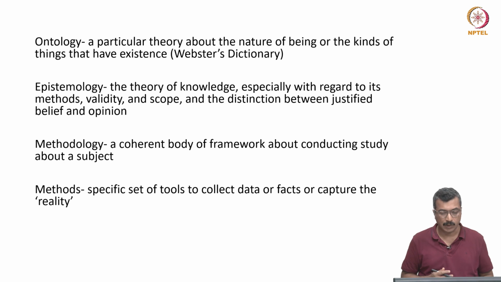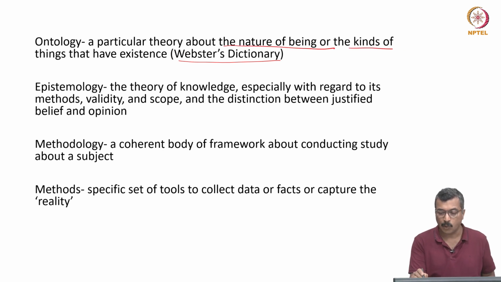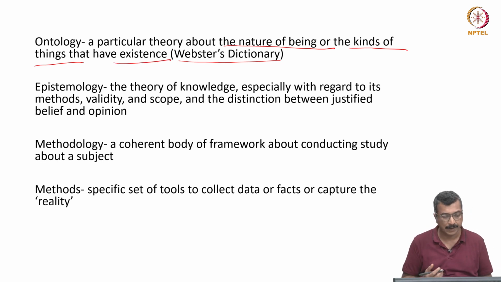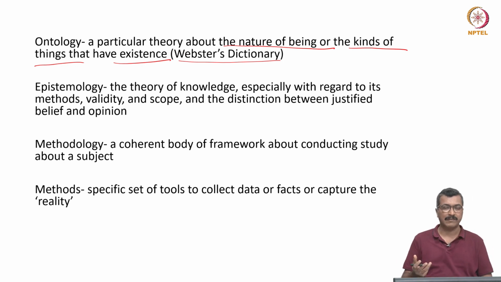Now, what is ontology? Its definition, which I've taken from Webster's dictionary, is a particular theory about the nature of being or the kinds of things that have existence. So ontology is a term in philosophy which is a theoretical take on the nature of being, the question of what is there, or what exists out there, or the kinds of things that have some kind of existence. Now, this might look very oversimplified. What is there so much to debate about the things that are existing there? But this has very deep philosophical implications.